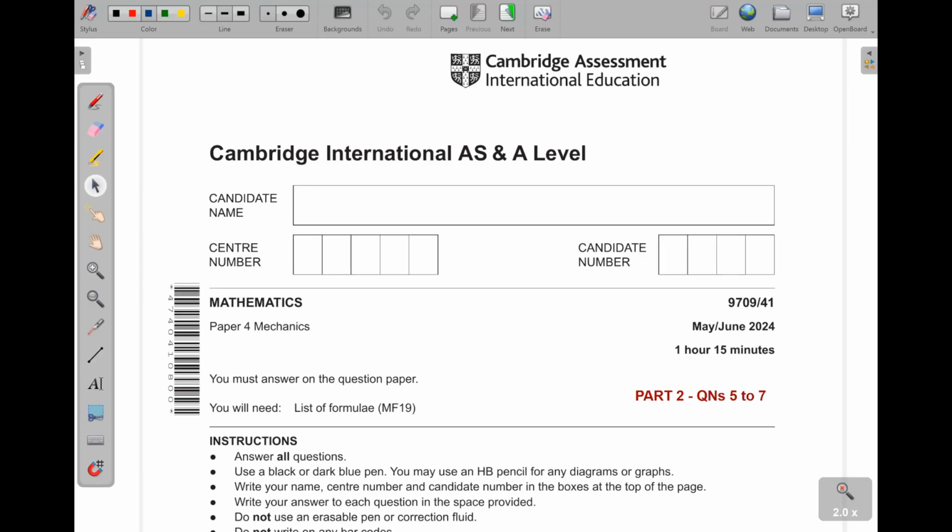This is teacher Simon taking you through Cambridge International AS and A-Level Mathematics, paper 4-1 May June 2024, and this is part 2 for questions 5 to 7.